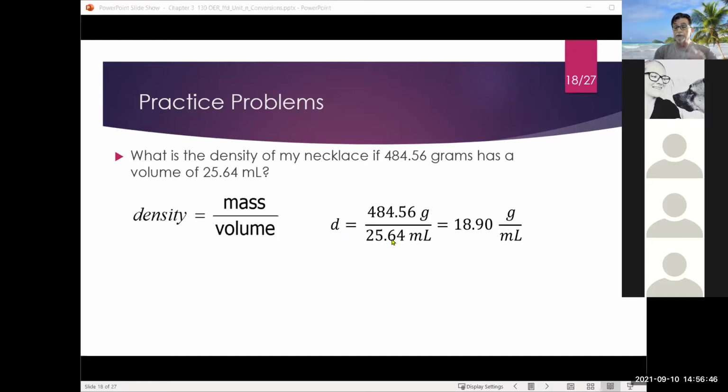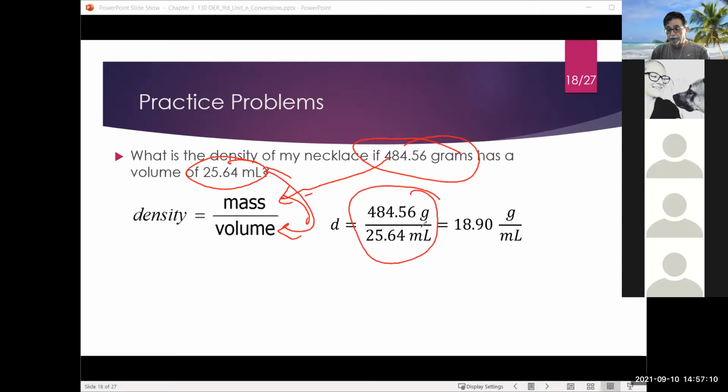Okay. Well, for this type, this is straightforward. They give you the grams, and they give you the volume. So it's a straightforward plug in the numbers. Plug in the numbers into the equation, like shown here, with their units, and then these don't cancel out. So that is, by definition, the density of this particular necklace.